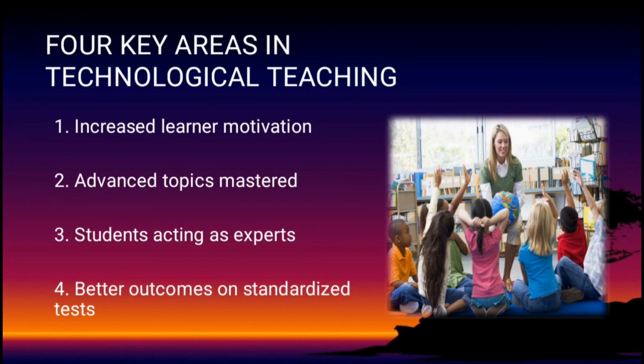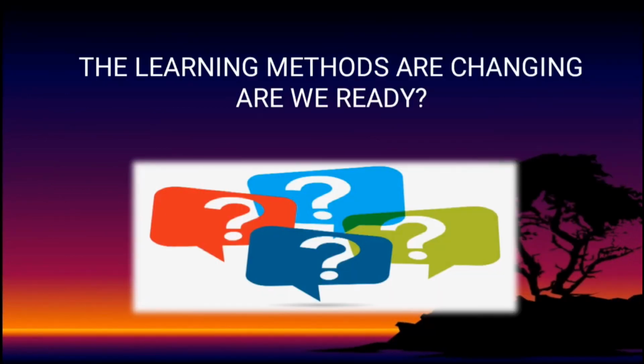We have 4 key areas in technological learning. The first one is to increase learner motivation. Second, advanced topics mastered. The third one is students acting as experts. And the fourth, better outcomes on standardized tests. As years go by, the learning methods are changing. So the question for everyone, not just for the teachers, but also for the parents and the students, are we all ready?